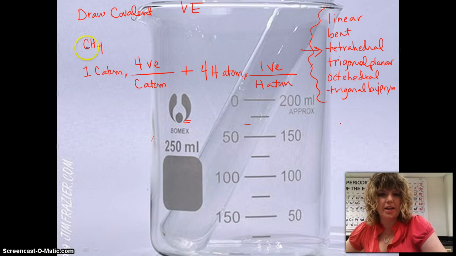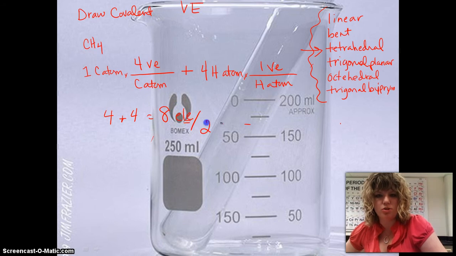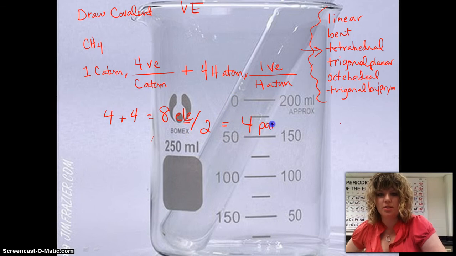Now if we just go ahead and add these, we have 1 times 4 is 4, plus 4 times 1 is 4. So we have 4 plus 4 equals 8 total electrons. And then we want to divide that by 2 to get the number of pairs we need to draw. So 8 divided by 2 gives us 4 pairs.